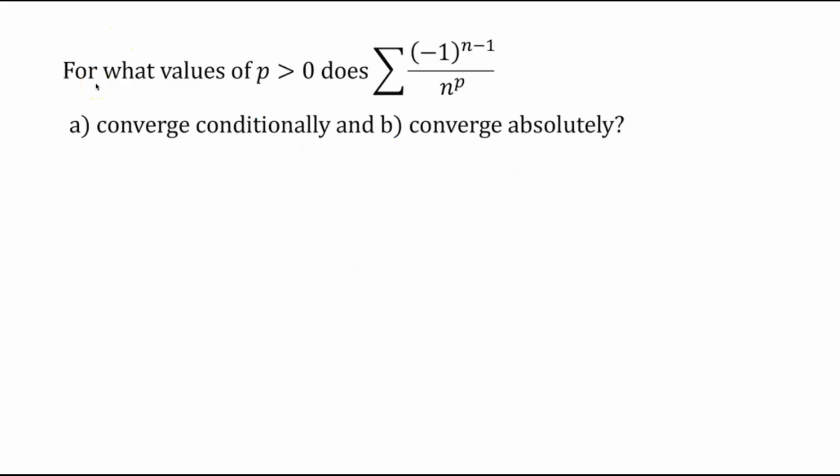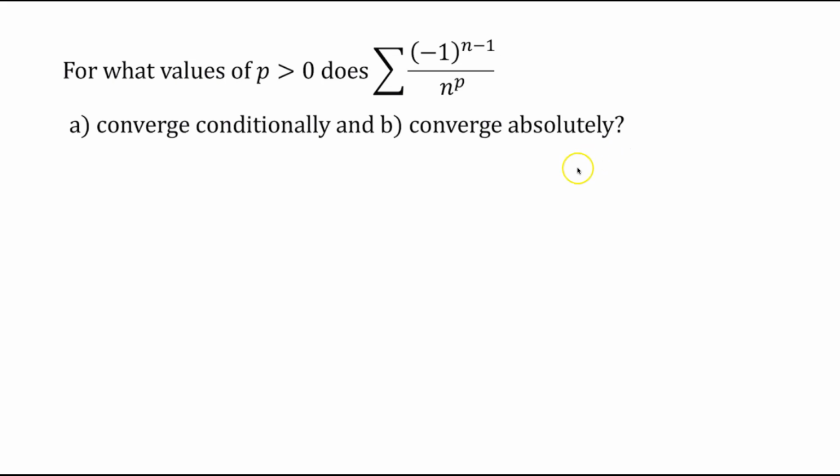This example here is kind of generalizing some of what we've done previously. It's asking for what values of p greater than 0 does the sum of negative 1 raised to the n minus 1 over n to the p, A, converge conditionally, and B, converge absolutely. So again, we're trying to figure out what values of p would we substitute in right here to make this series converge conditionally, and what values would we substitute in to make this series converge absolutely.